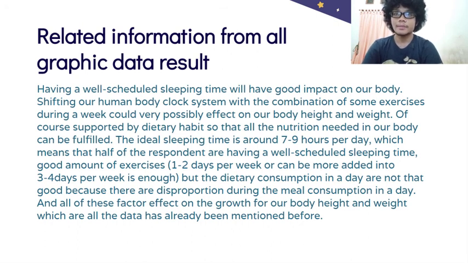The ideal sleeping time is around 7 until 9 hours per day, which means that half of the respondents have a well-scheduled sleeping time. A good amount of exercise, 1 to 2 days per week, or more added into 3 until 4 days per week, is enough. But the dietary consumption in a day is not that good because there is disproportion in the meal consumption during the day, and all of these factors affect the growth of our body height and weight, which are all the data as already mentioned before.